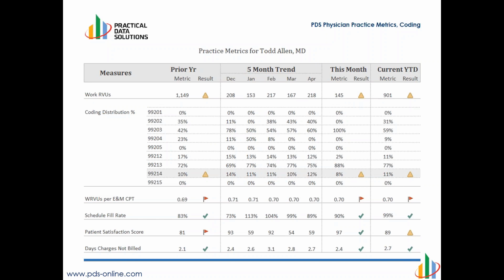So we could have given them just their coding distribution, but by adding productivity, adding their schedule fill rate, and their days charges not billed, as well as patient satisfaction, we really give them the metrics that they're most interested in for their practice, all on one sheet of paper. We've provided context with the red, yellow, green, very simple and easy for them to read.